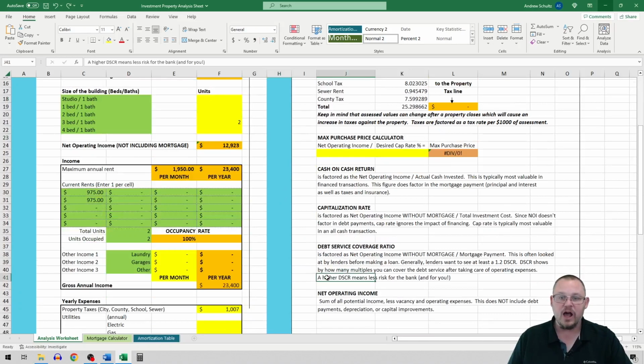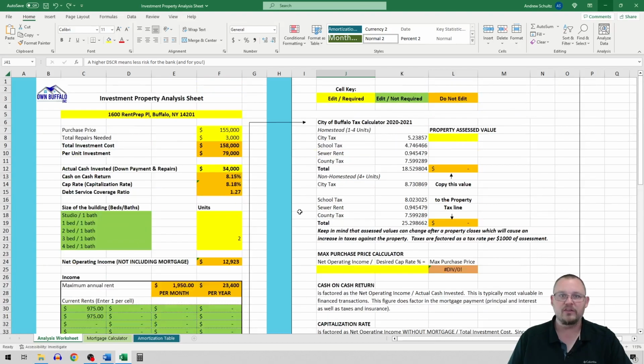And as I had mentioned, a higher debt service coverage ratio means less risk for the bank. And actually, it's less risk for you as well if you think about it, because it means that the property's performing better the higher that number is.